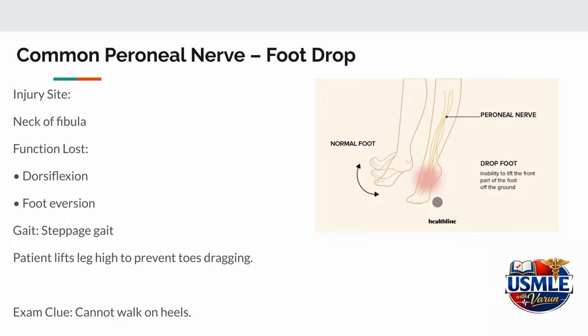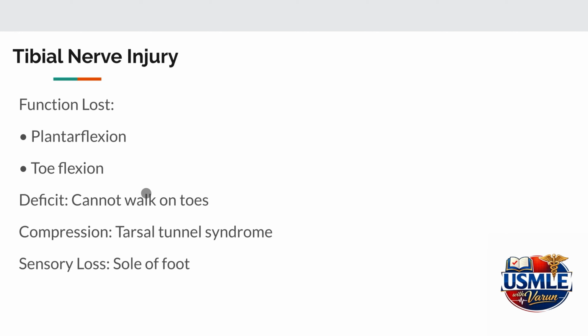This leads to loss of dorsiflexion. The classic presentation is a patient with a foot drop and the characteristic gait in this patient with injury to the common peroneal nerve is steppage gait.